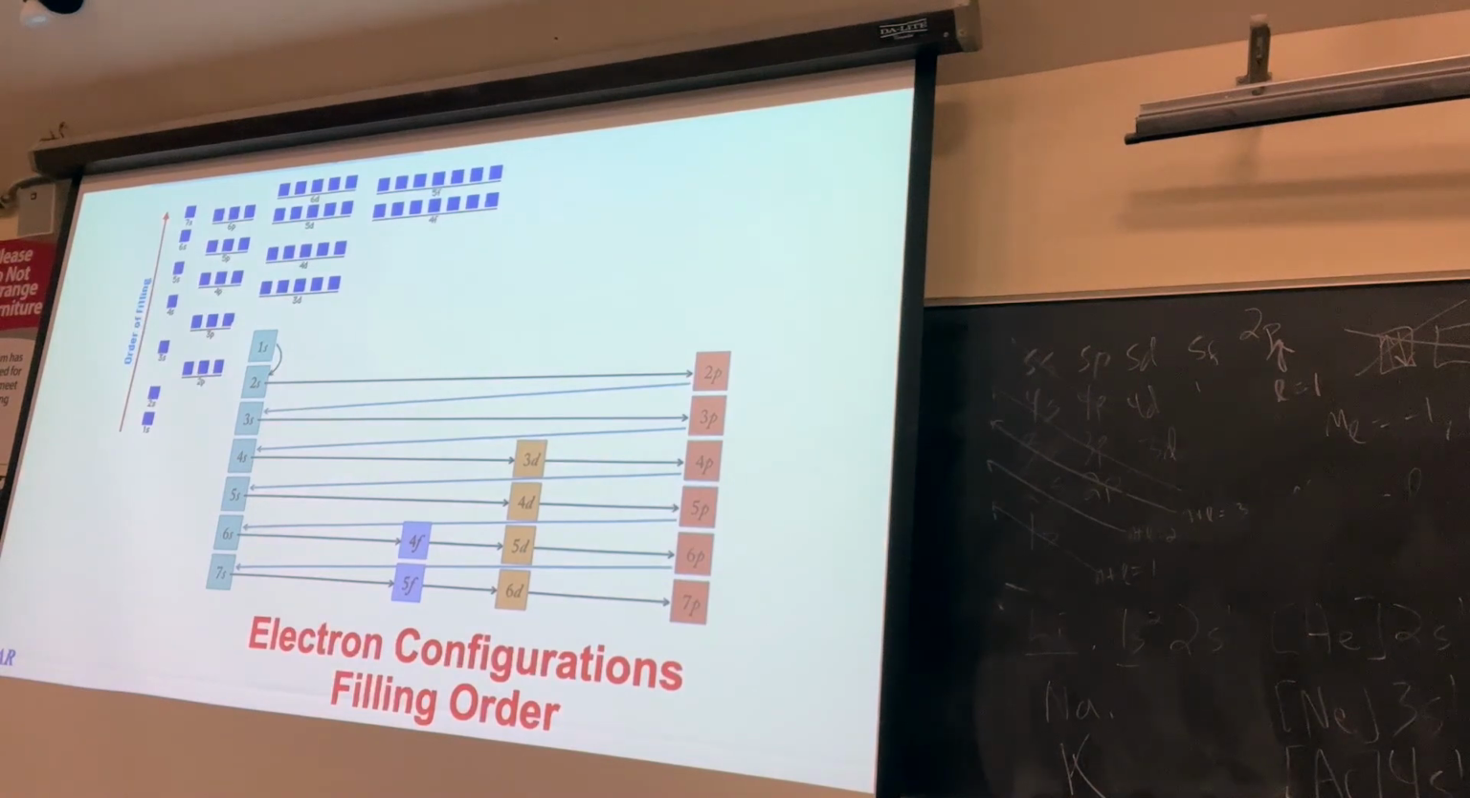This diagram shows the order. So you can see it goes 1s to 2s to 2p, 3s to 3p, but then 4s, 3d comes in between 4s and 4p, and then 4d, 5p, 4f before 5d, and so on. But again, Aufbau diagrams will show the same thing. Any questions on that?